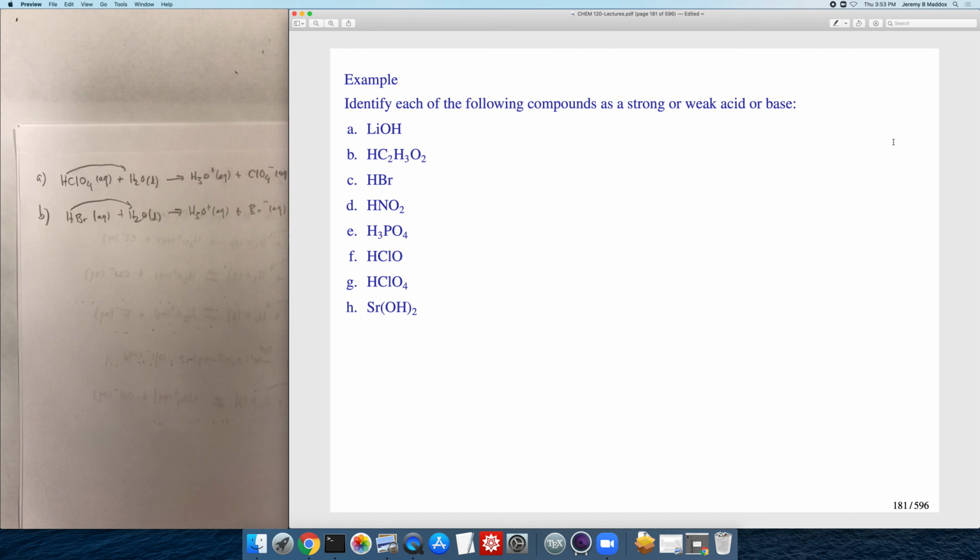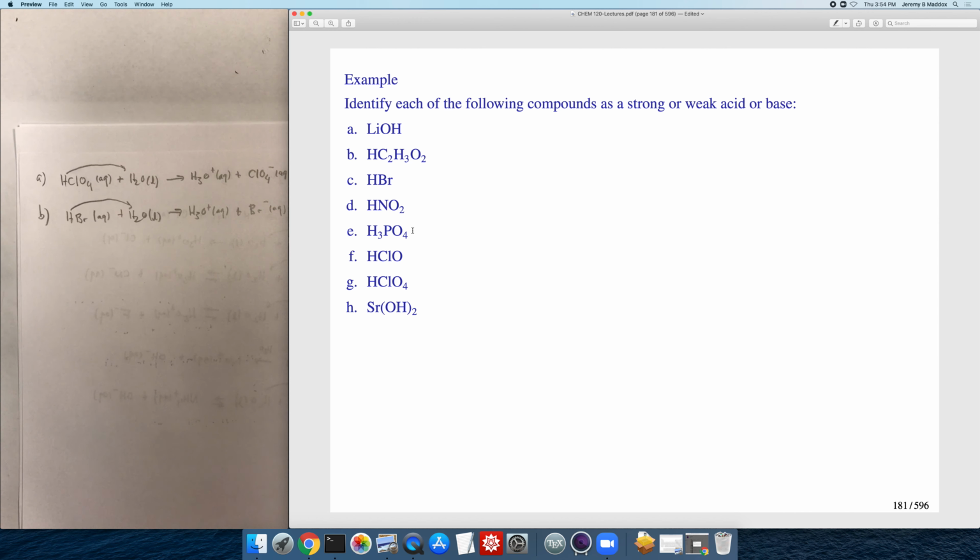So in this example, we're really just testing our recall of the list of strong acids and strong bases. Lithium hydroxide is a strong base. Acetic acid is a weak acid. Hydrobromic acid is strong. Nitrous acid. Notice the 2, it's not a 3, so this isn't nitric acid, this is nitrous acid. This is a weak acid.